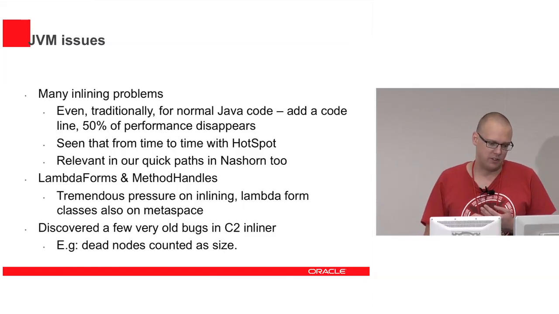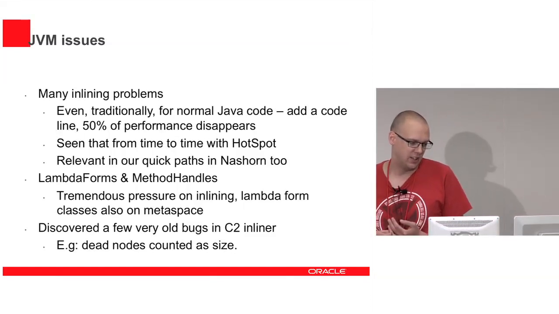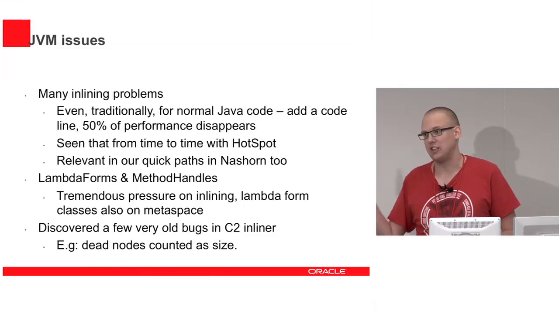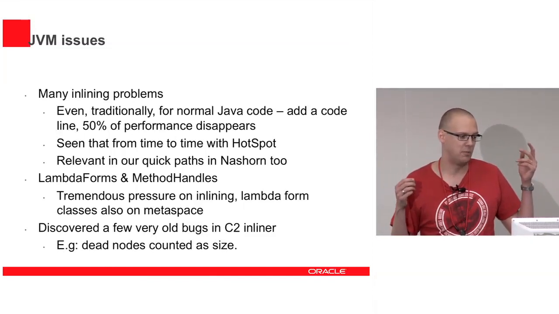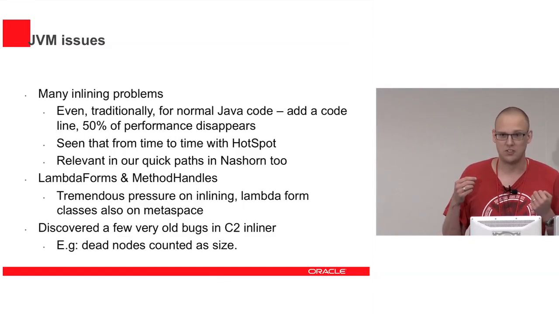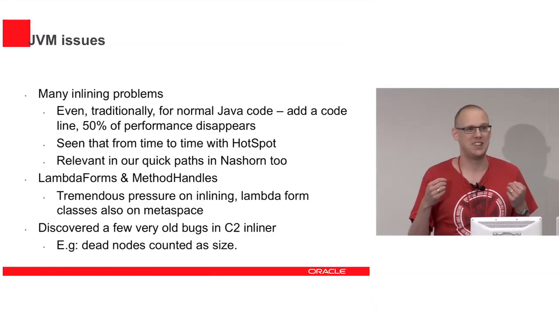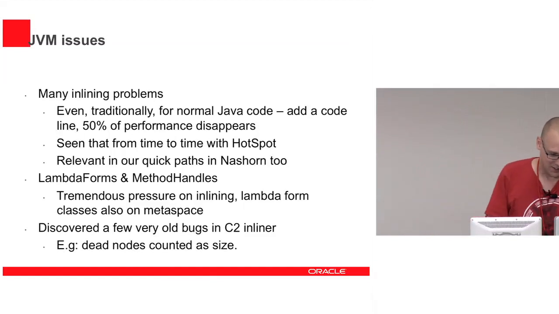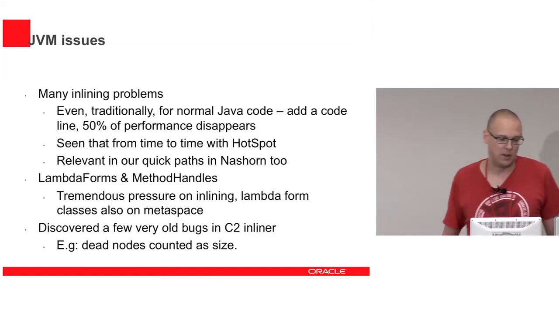And then the Lambda forms and the method handles came and put tremendous pressure on the inlining. And the Lambda forms, which generate classes, anonymous classes, they also put tremendous pressure on the Metaspace, which we were the first persons to discover the boundary cases that hadn't been tested, of course. And we also discovered, or Christian and Roland, among others, discovered very old bugs in the C2 inliner.